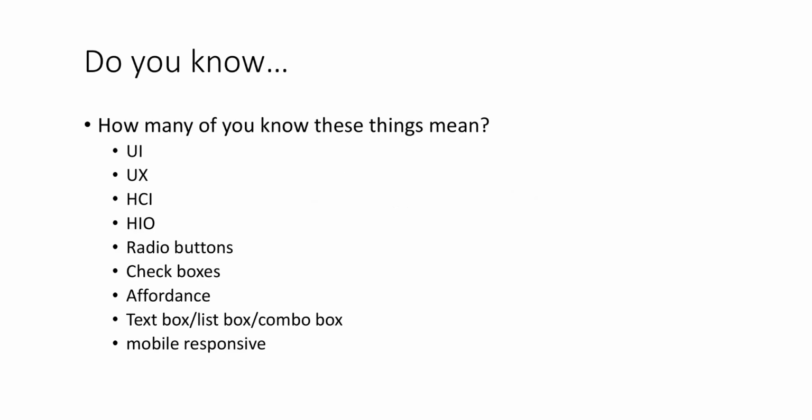Before you actually start studying what is interface design and what are the concepts of interface design, we will pause this particular video here. We would like you to pause this video and find out the actual meaning of these terms: UI, UX, HCI, HIO, radio buttons, checkbox, affordance, text box, list box, combo box, and mobile responsiveness. I wish everyone to pause this video, study these, and then go ahead with the actual definitions.